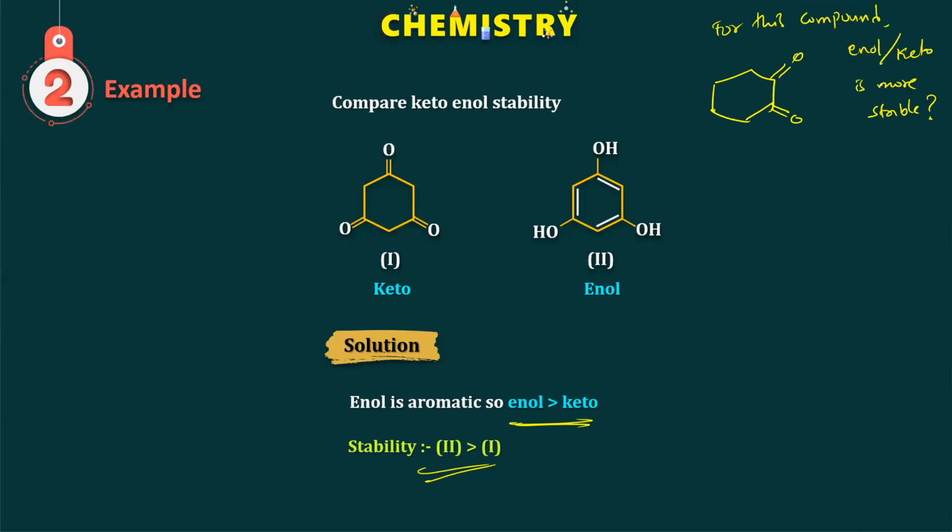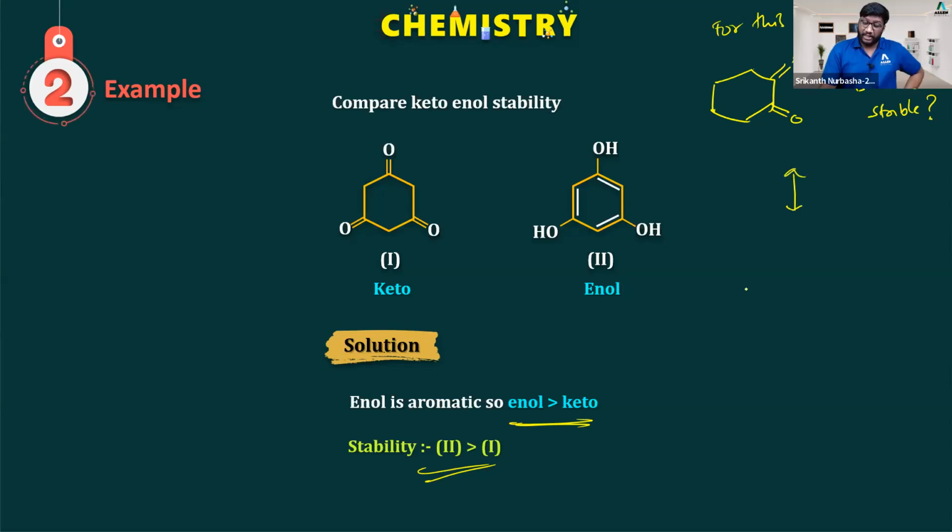Because after losing H plus, there would be 4 pi electrons, which will make it anti-aromatic. The 4 pi electrons should be inside the ring. Yes, sir. Inside the ring we have 4 pi electrons, C double bond O. Do you have 4 pi electrons inside the ring and planarity? CH2, CH2, CH2. No, right? No, sir.